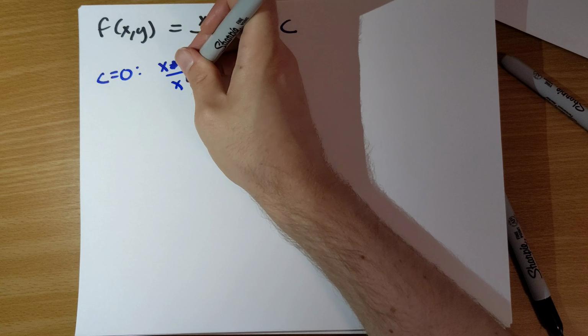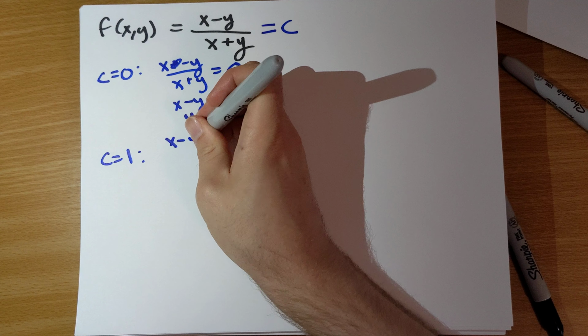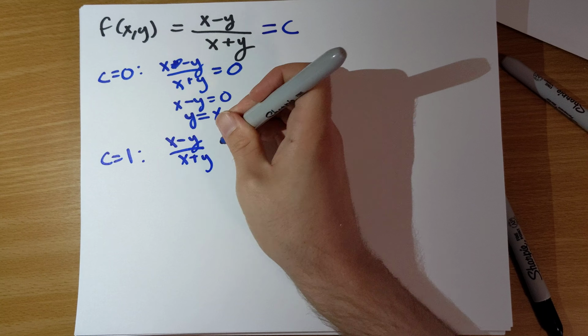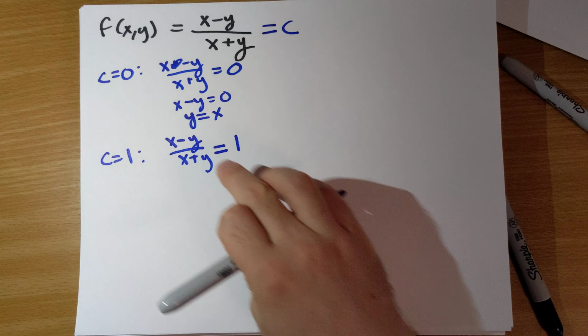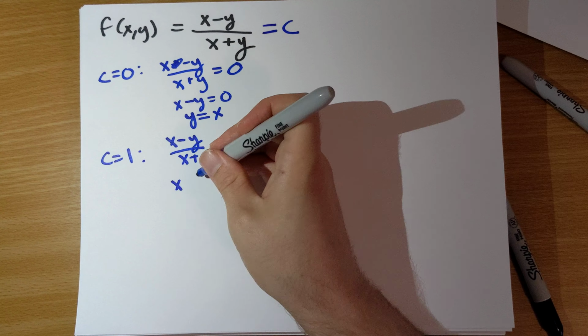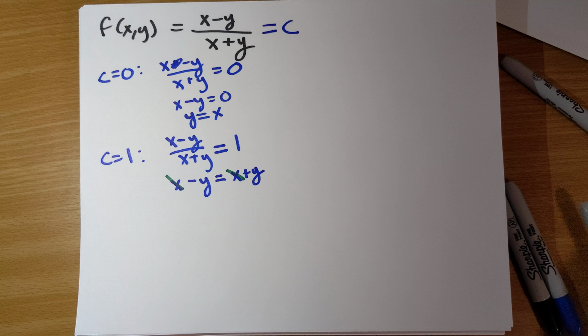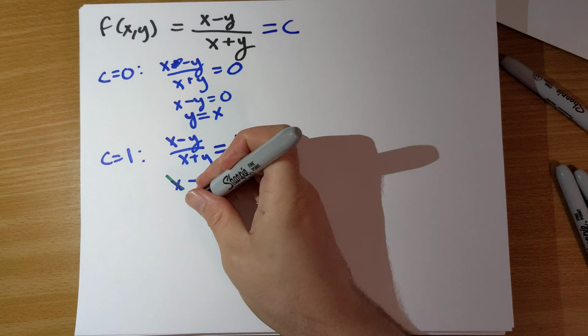For c is equal to 1, this is (x minus y) over (x plus y) is equal to 1. Multiply on both sides to get x minus y is equal to x plus y. And let's see here, we can cancel out the x's from both sides to get negative y is equal to positive y. This is the line y is equal to 0.